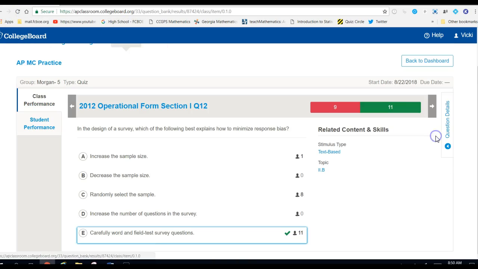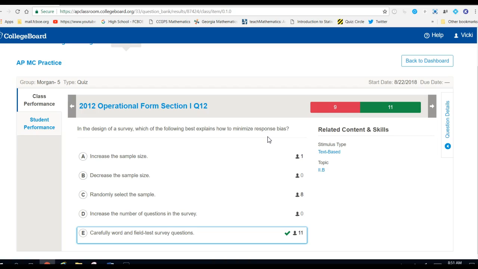Okay, the next question. The majority got this one right too, but a few of you did miss it, so let's talk about it. In the design of a survey, which of the following best explains how to minimize response bias? So you have to remind yourself, what is response bias? Well, response bias is when for some reason, systematically, the answers are false. They're wrong. People are not giving the correct or truthful responses. So that's the first thing. A response bias is when the participant is not responding correctly for some reason or the other. And it is a non-sampling error. So you have to remember that.